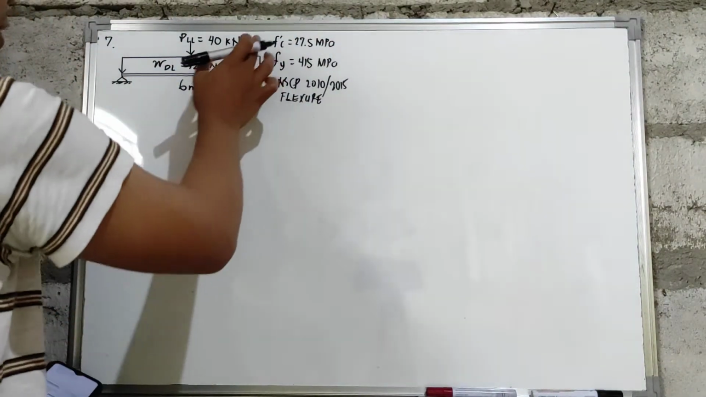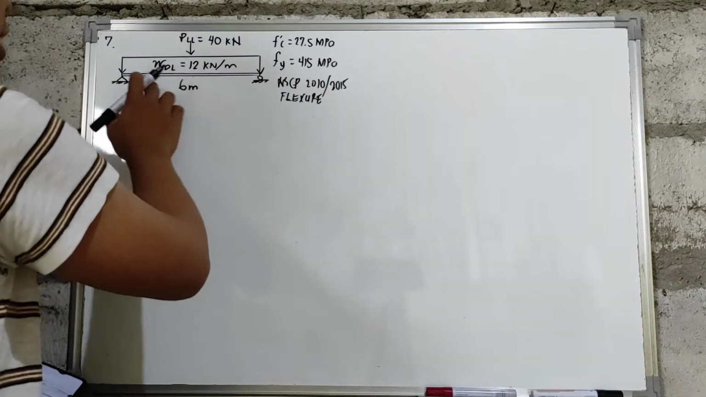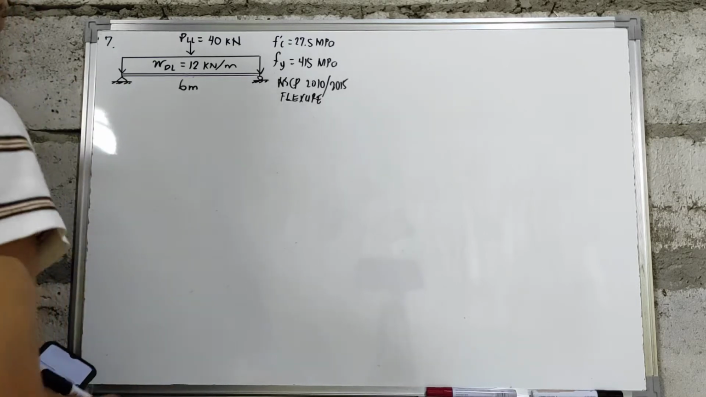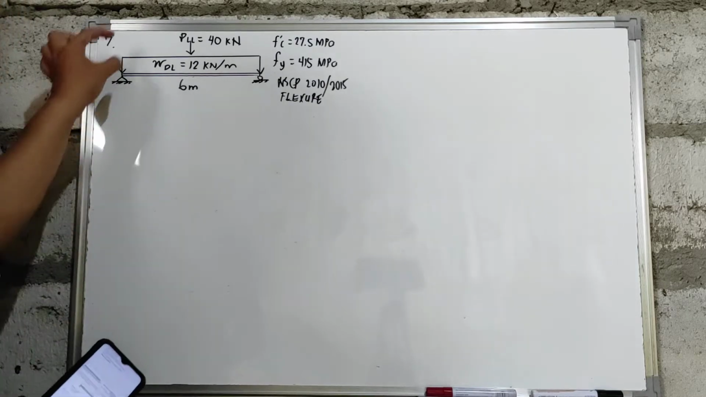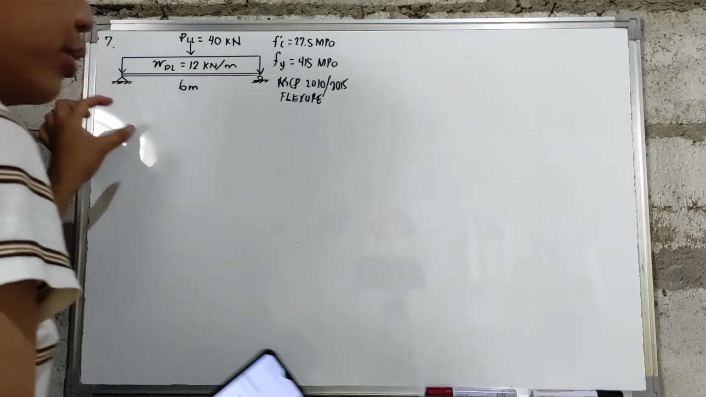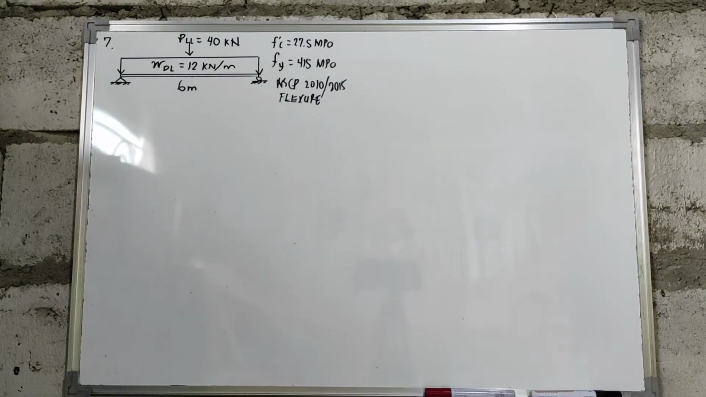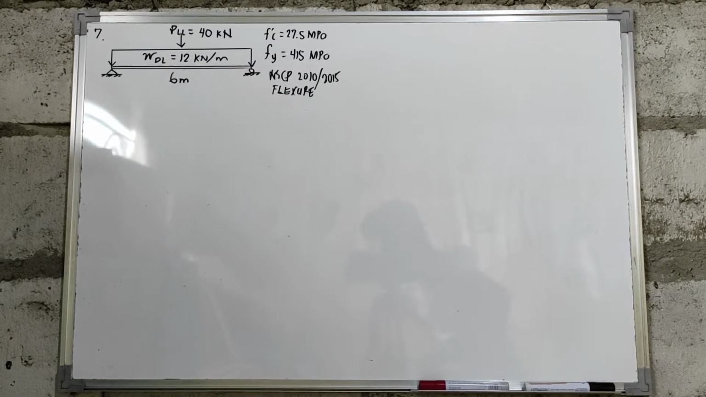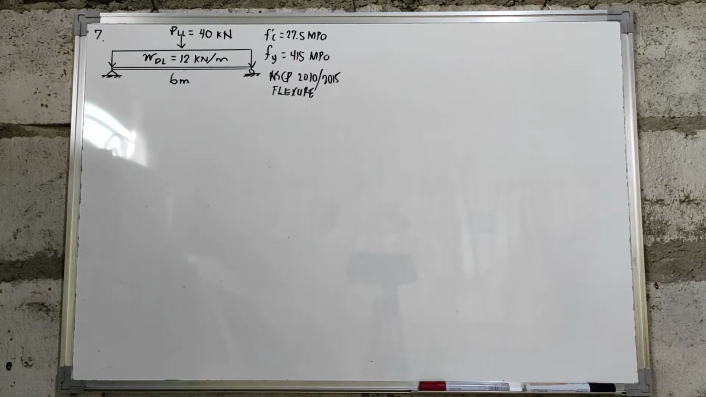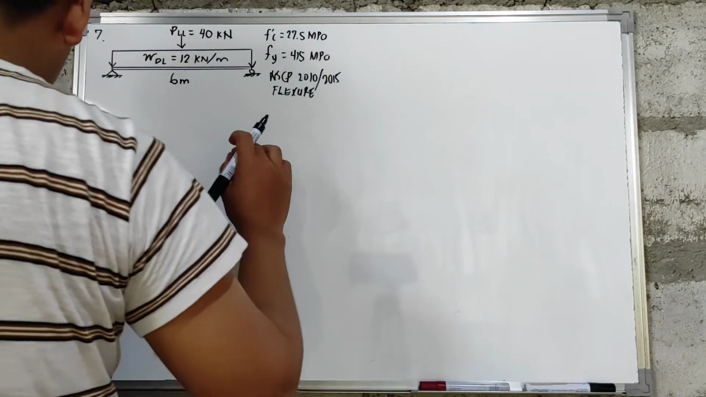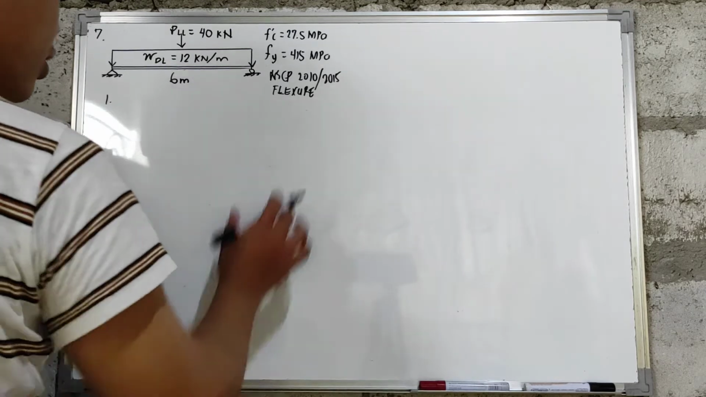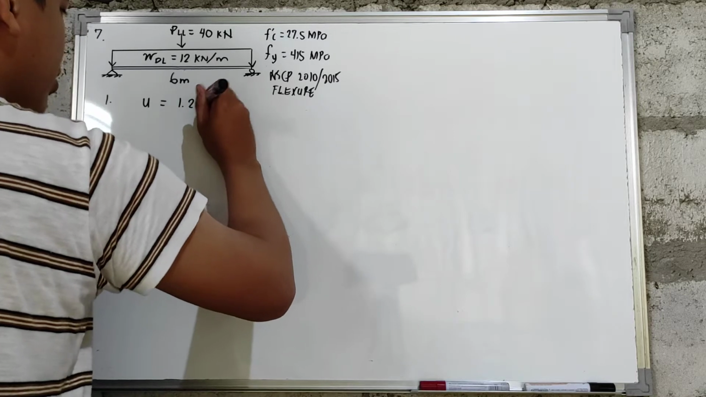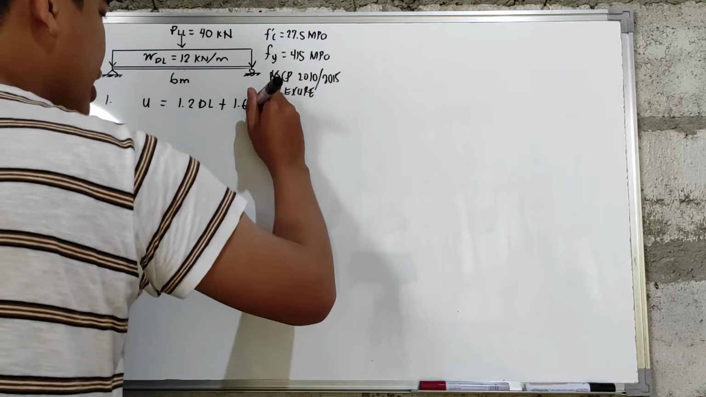So meron tayong unfactored load na live load na 40 kN, uniformly distributed na dead load which is equal to 12 kN per meter. And ngayon, gagawin natin sa pag-design sa beam natin, we will make the service loads factored loads. So for this one, mag-a-apply tayo ng mga load combination para makuha natin yung mga factored loads natin. So let us now calculate for the value of your factored loads. By NSCP 2010 or NSCP 2015, yung load combination natin, that will become yung ultimate, that is equal to 1.2 dead load plus 1.6 live load.